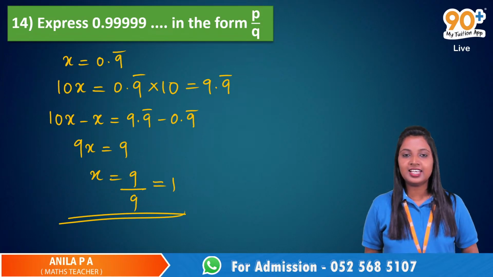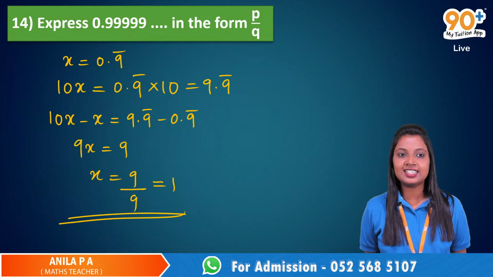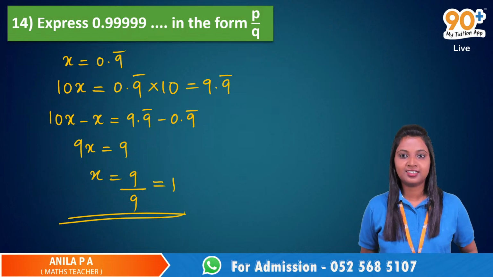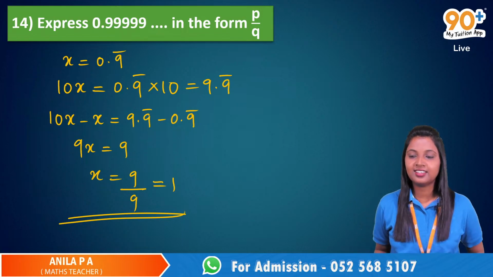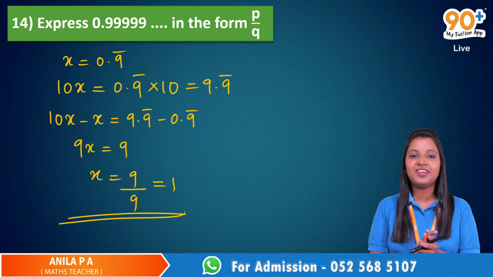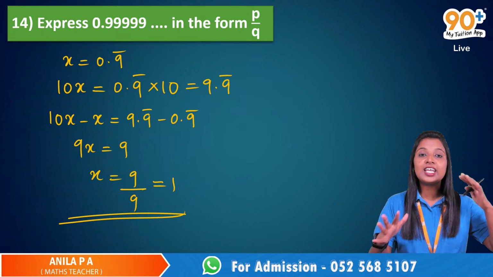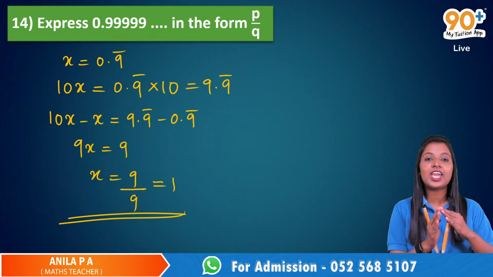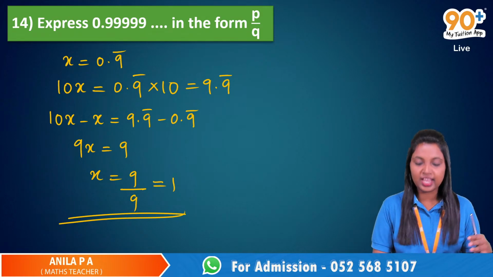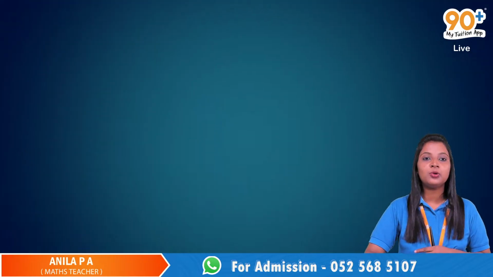Yes, Parvati. Why is this answer equal to 1? Ma'am, because the value is 0.999 bar, it is so minute that the value is equal to 1. Yes, very good. 0.9999, right? It is very close to 1. It is becoming closer and closer to 1. So that is why we got the value as 1.